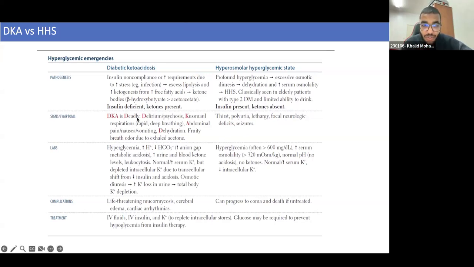For diabetic ketoacidosis, you'll have delirium, abdominal pain, and dehydration. Now, they'll probably tell you that the patient is type 1 diabetic. They'll tell you fruity breath, which is because of the alcohol smell, or the exhaled acetone, which is one of the ketones. And for both, you'll have polyuria, okay?